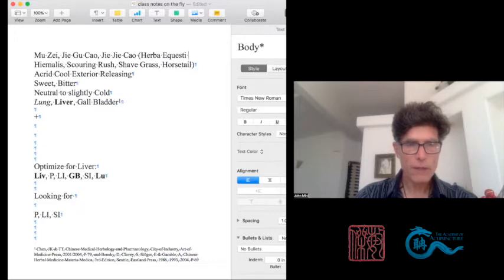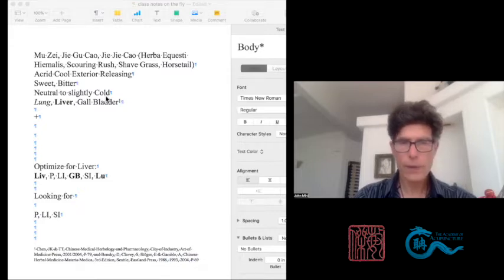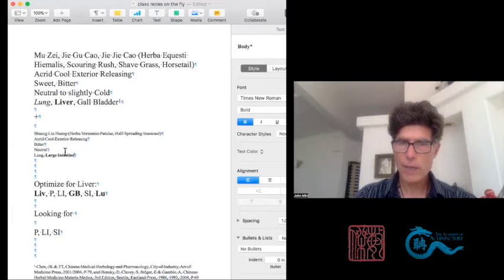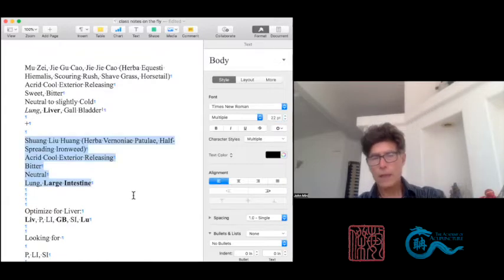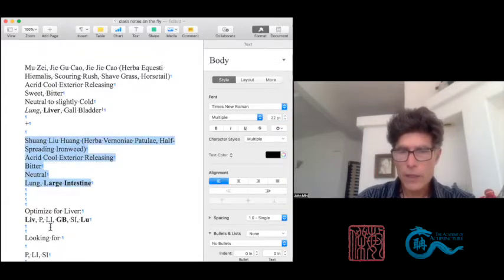We're looking for liver. Well, we can do this for liver. Why not? We can use Shuang Liu Huang for optimizing for the liver. Because it's already on our list, isn't it? It's got just exactly what we need. Lung and large intestine. We are optimizing for liver right there.